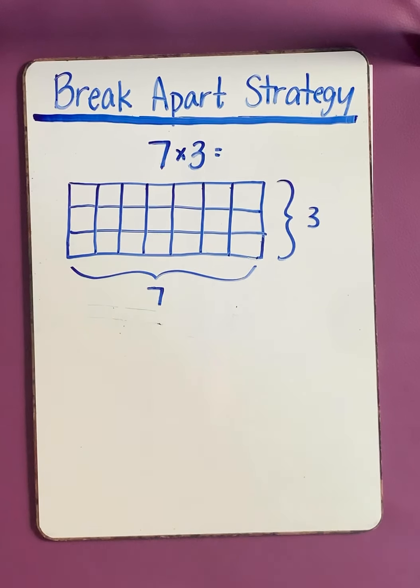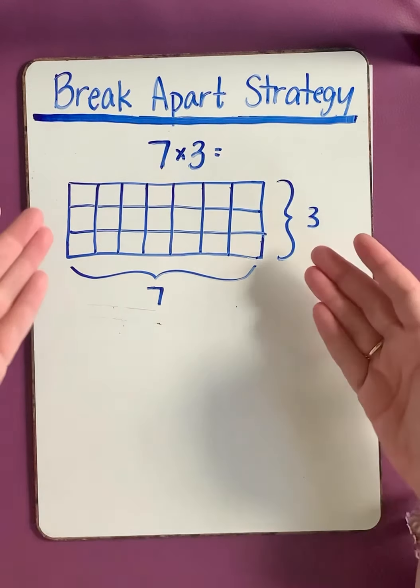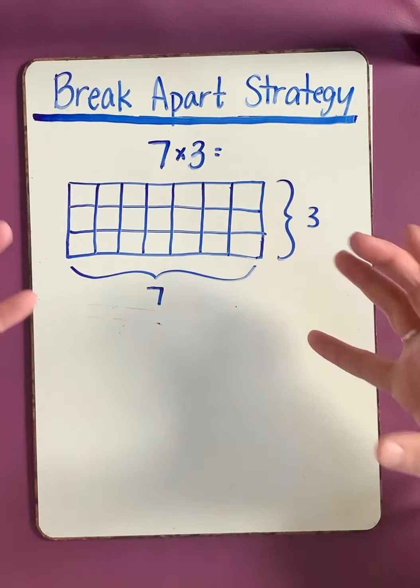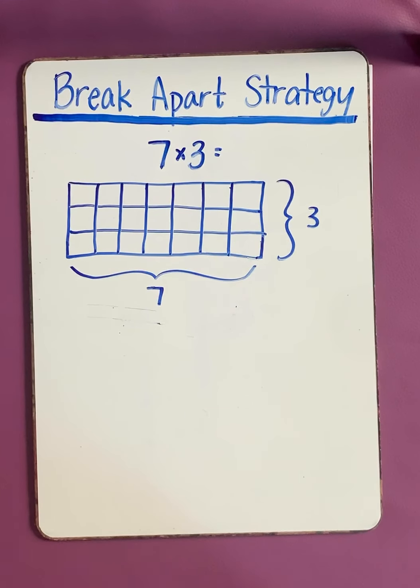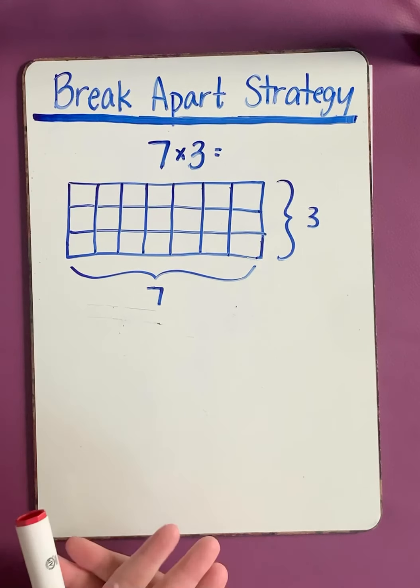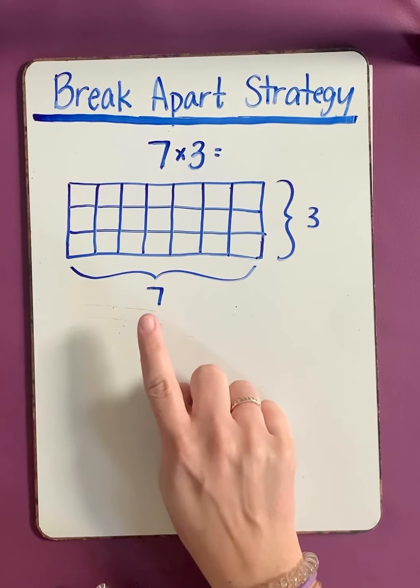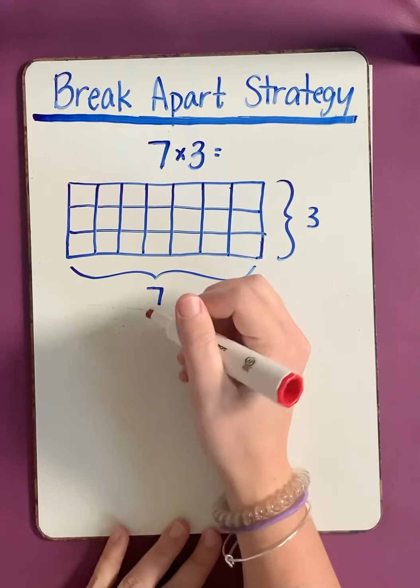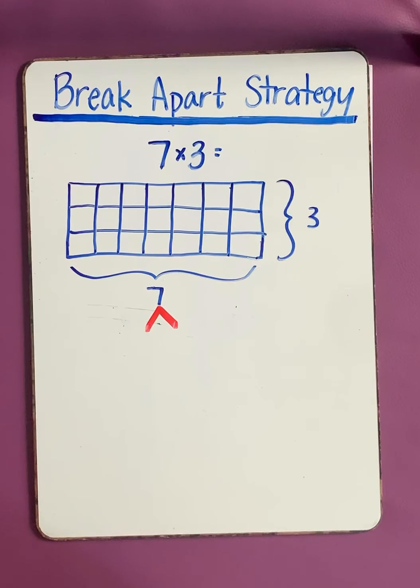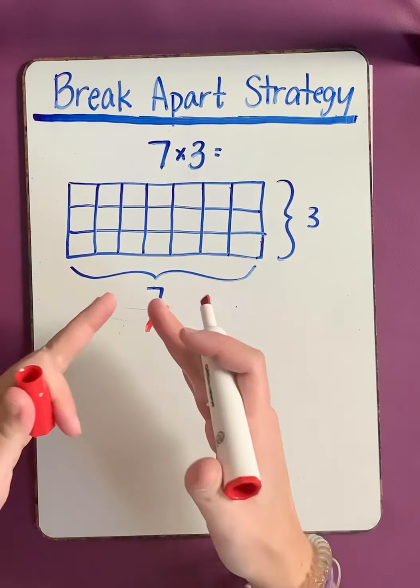All right, as you can see, we have our array already drawn here with our multiplication problem, which is 7 times 3. Okay, so the break apart strategy, basically it means exactly what it says. You're gonna take this array or one of those numbers and you're gonna break it apart, make it into two easier multiplication problems. So what I like to do is I would probably take this 7 and break apart that 7 into two different numbers. You can break them apart into whatever two numbers, but they have to equal 7.